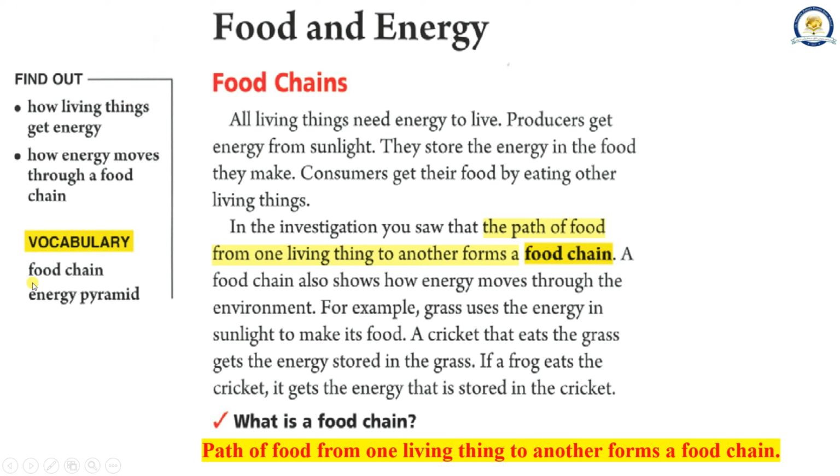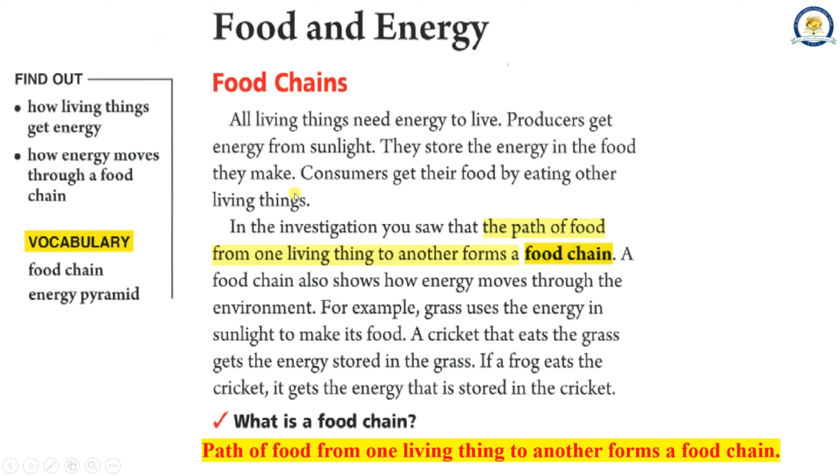Vocabulary. Food chain. Energy pyramid. Food and energy. Food chains. All living things need energy to live. Producers get energy from sunlight. They store the energy in the food they make.